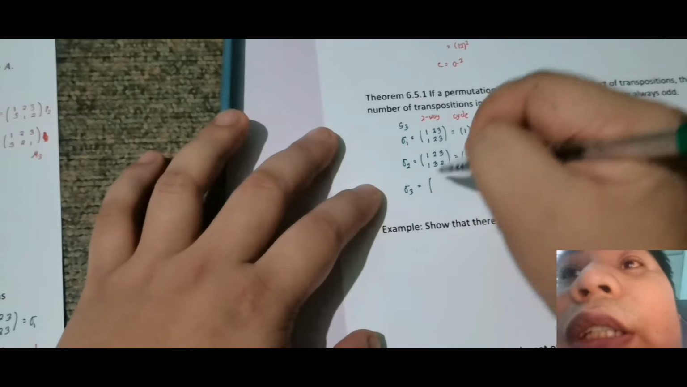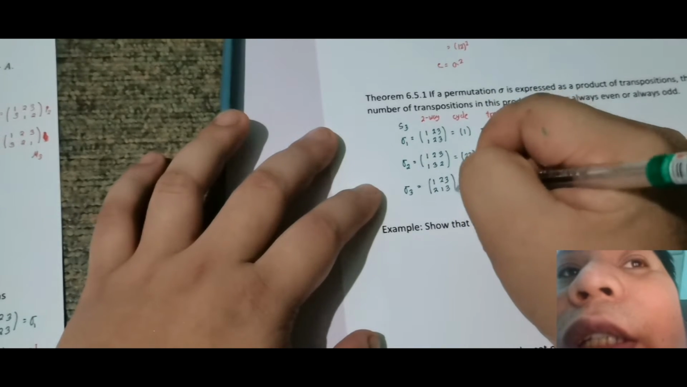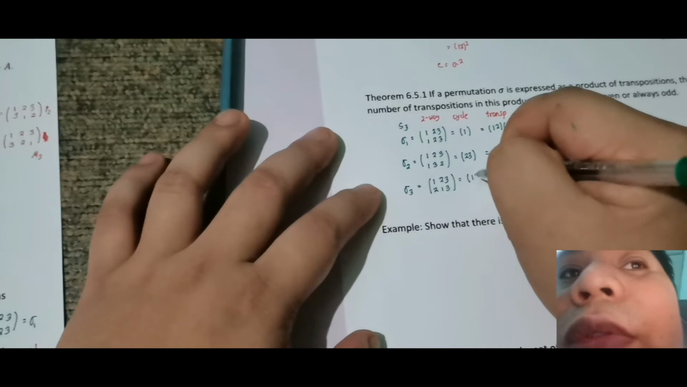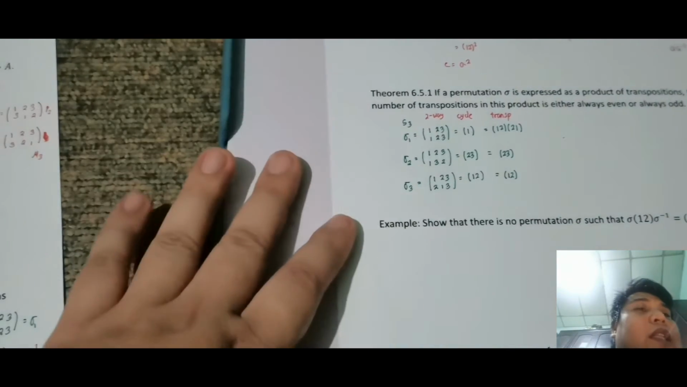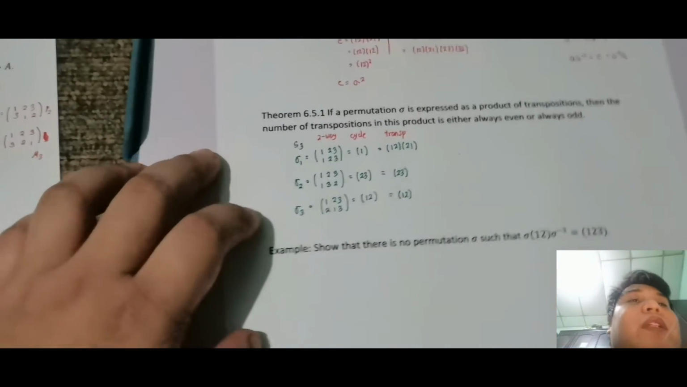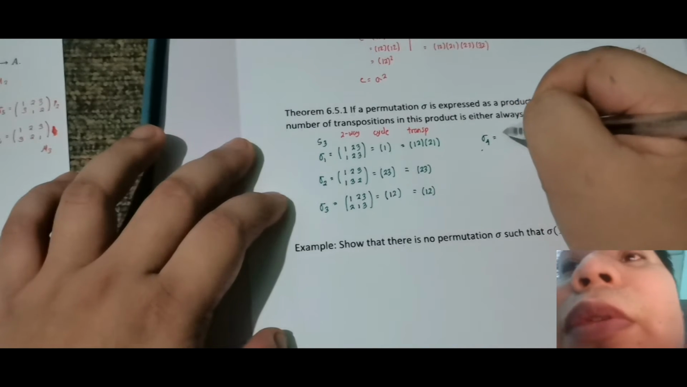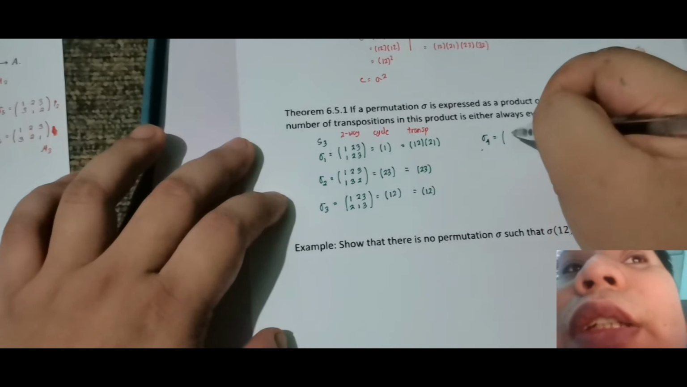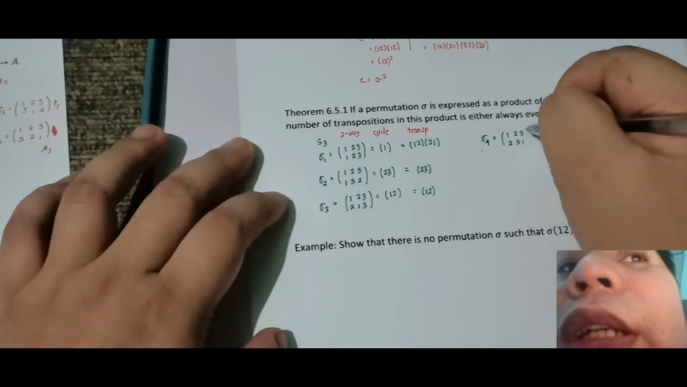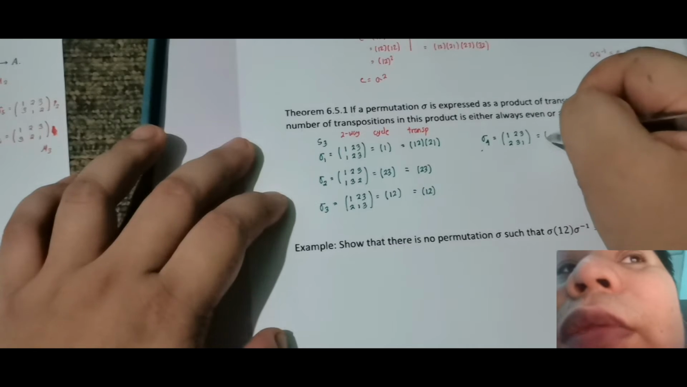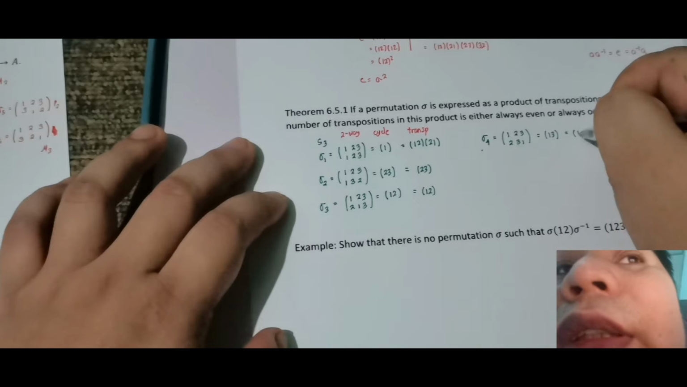Sigma 3 is 1, 2, 3 mapped to 2, 1, 3. So in cycle form, this is just (1 2), and I know this is also odd, sorry, because it is just one transposition. Next is sigma 4, which in two-line notation is 1, 2, 3 mapped to 2, 3, 1. So this is just (1 3).